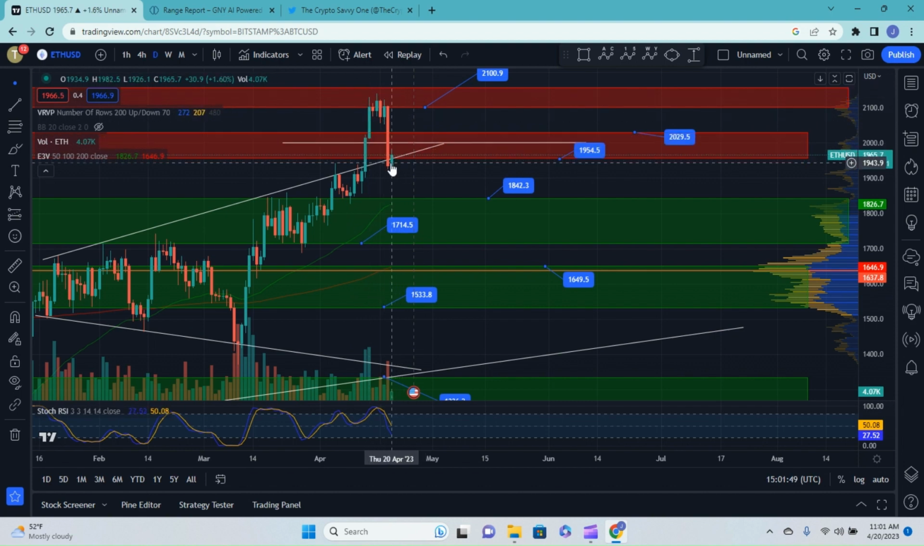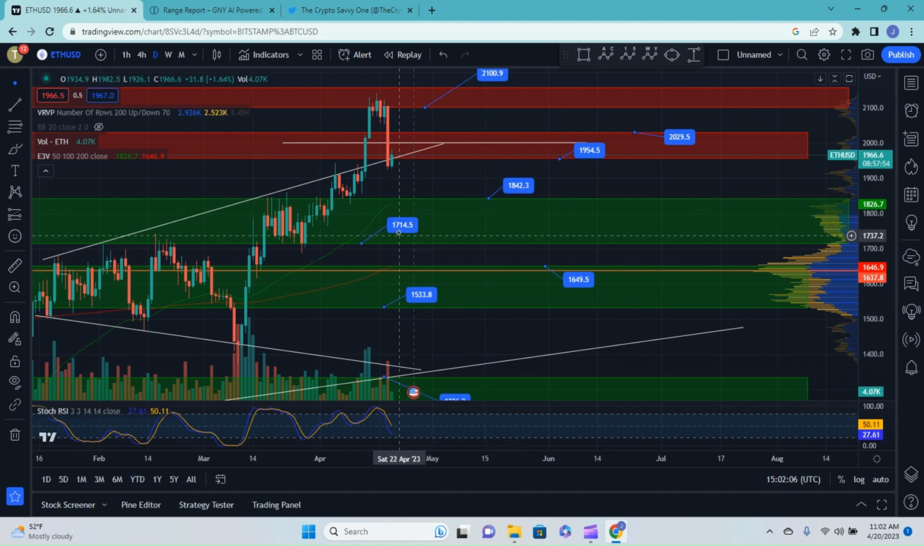However, it looks like we are coming back into this triangle area. It just took a few extra days than expected. That's what I'm seeing with our stochastic, still trying to work its way back down and recover to build that strength back up.